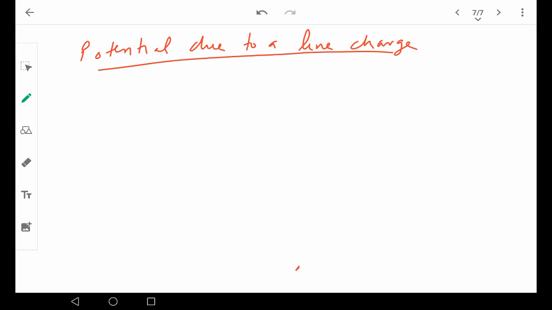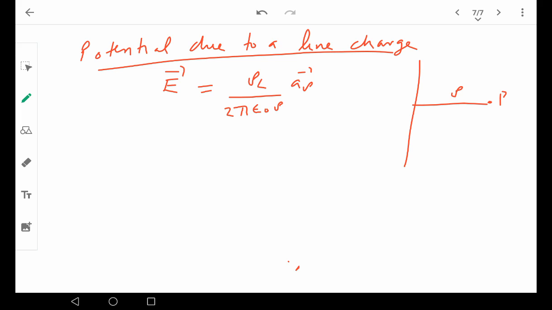You know the electric field due to a line charge is given by rho L by 2 pi epsilon 0 rho. Suppose you have a line charge like this, and you want to find the electric field here. You draw a line like this. This is the vector rho, and the arrow is in this direction, and this is the line charge with charge density rho L coulombs per meter. In that case, you can find the electric field at this point P as rho L by 2 pi epsilon 0 rho A rho.